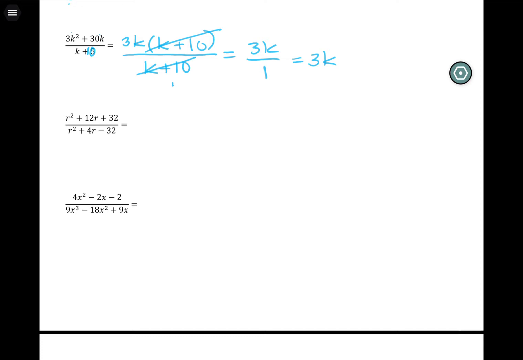So it is okay when you cancel something. When nothing is left in the bottom, you don't have to write the 1. When nothing is left in the top, you need it because you can't move the stuff in the bottom up to the top.